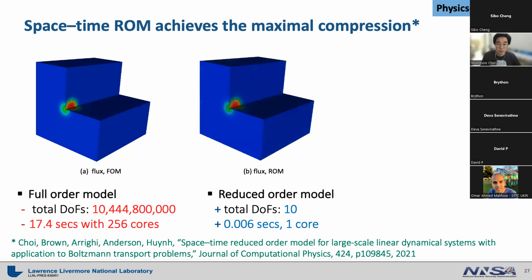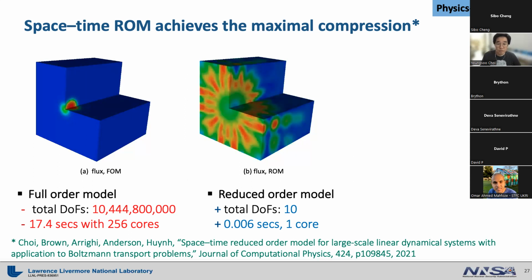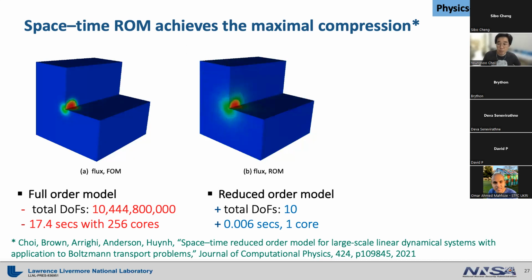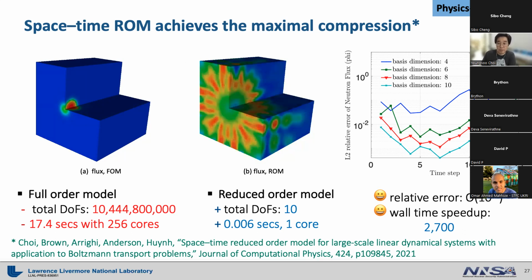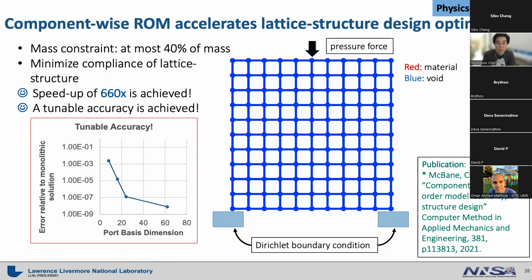The full order model took 17.4 seconds with the 256 cores, which is not bad, but the space-time reduced model was able to finish the simulation within 0.006 seconds with only 1 core. That gives us a wall time speedup of around 2,700. Quantitatively, the relative error was less than 10% throughout the time history. Okay, the physics constrained projection-based reduced models have also been successfully applied to accelerate the design optimization process.